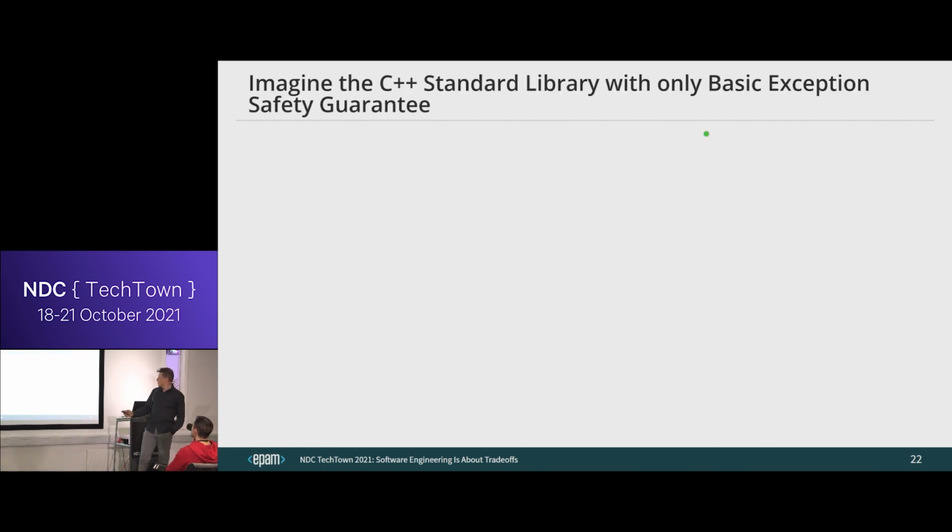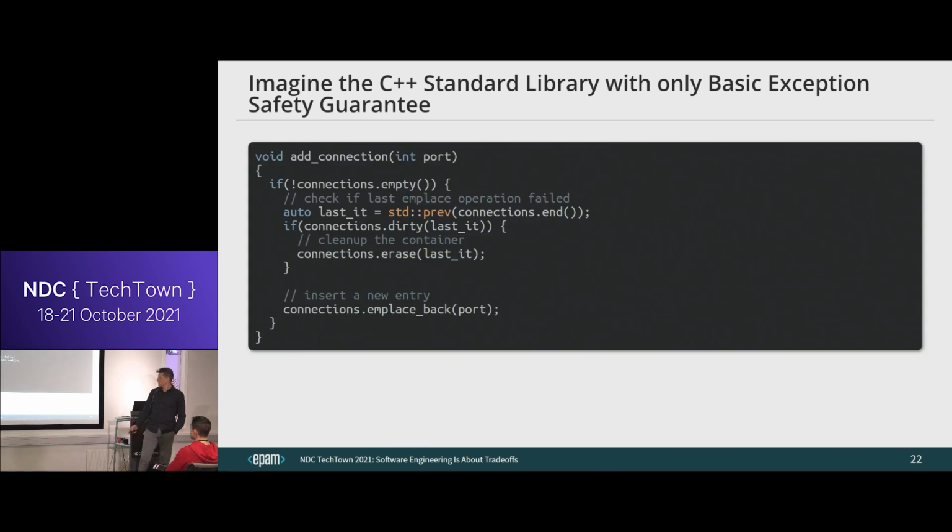Imagine that the standard library provides only the basic one. So our add connection, instead of just emplace back, forces us to do something like this. If connections are not empty, look for the last iterator, take the previous one, because this is the last one that we actually expected to push, right? And check if it's dirty. It's not set up correctly, right? If it was not able to be set up correctly, there's some garbage there, you have to erase it, and then try to emplace back again. Would you like to write code like this for every push back?